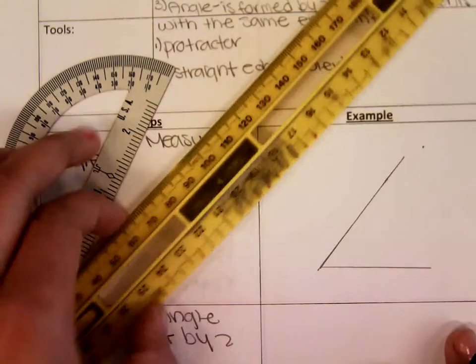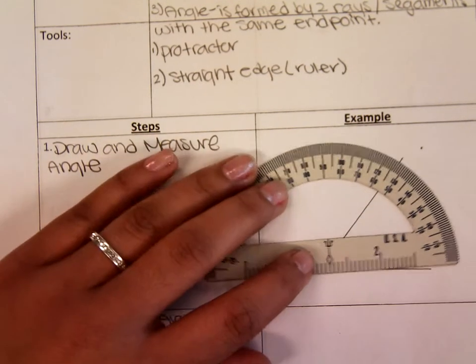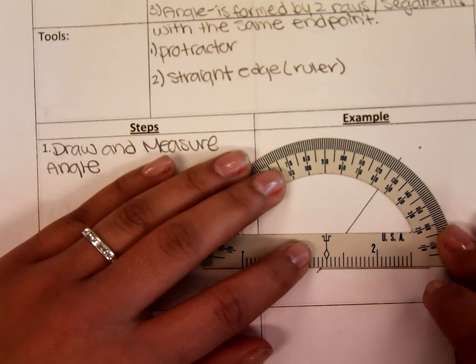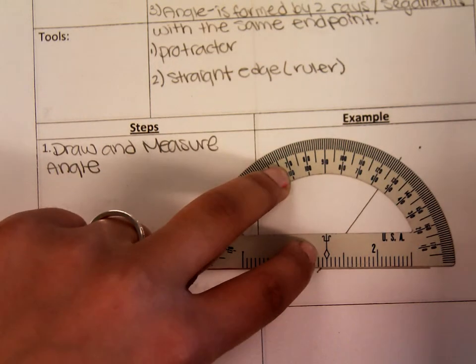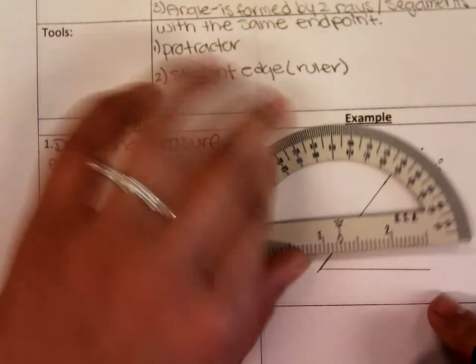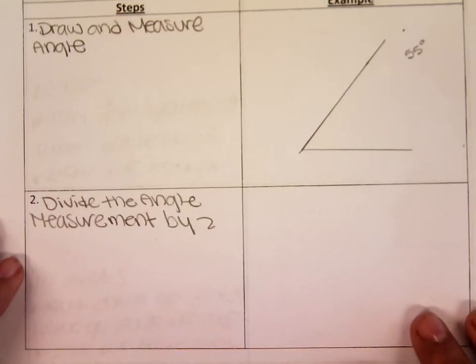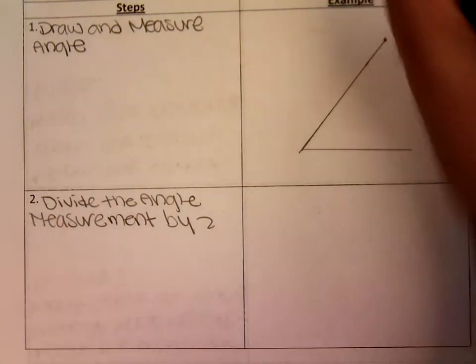We have to really measure it, so make sure these lines are long, because we're going to be measuring it with the protractor. The measurement of this angle would be 55 degrees. Your angle may be different, so I wouldn't write down 55 degrees. You actually have to measure each of your angles. So for her example, it's 55 degrees.